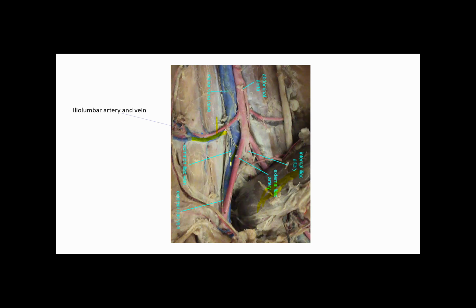And then here we're seeing the right common iliac vein, and you can't see it, but in another picture going into the pelvic bowl would be the internal iliac vein, and this one out here is the external iliac vein, and once that crosses the inguinal canal it would turn into the femoral vein.